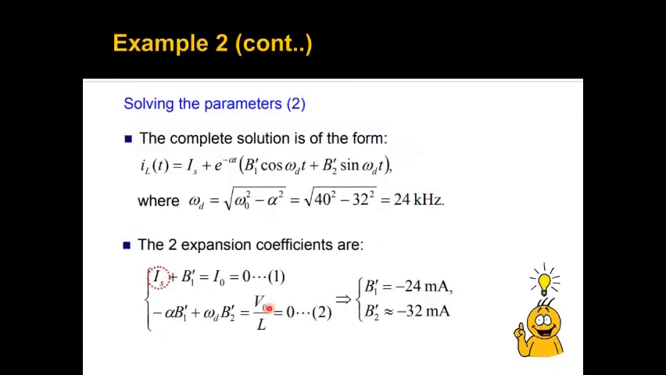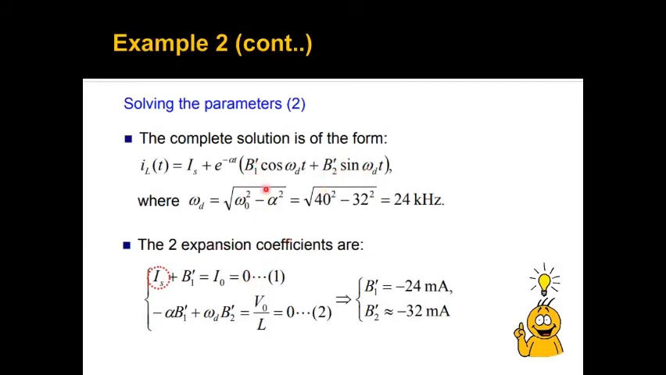Okay, solving for the parameters, the complete solution is in the form of Is plus e to the power of minus alpha t times B1 cos omega d t plus B2 sin omega d t, where omega d is taken from the square root of omega naught squared minus alpha squared. So we have 24 kilohertz. By taking this, we can see that you have two constants, B1 and B2.